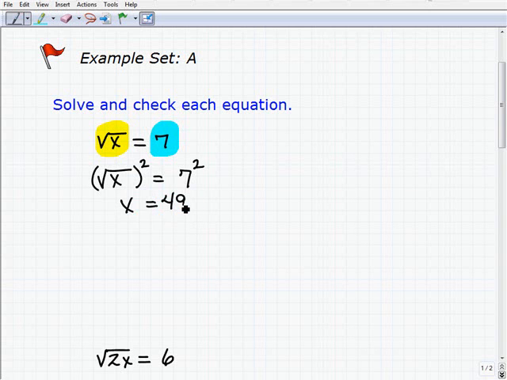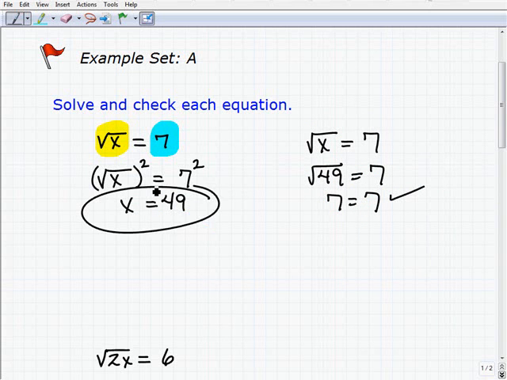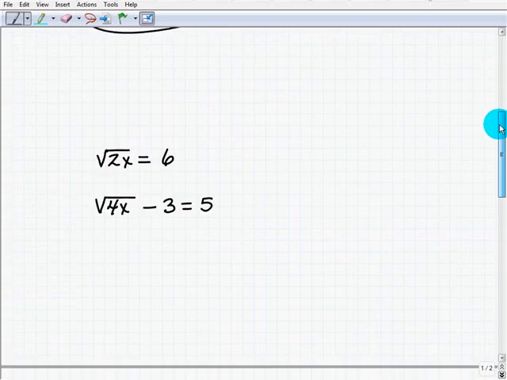Now at this point in time we need to check. So our original equation was the square root of x equals 7, and of course when we plug in 49 for x, we see that our solution is in fact correct. 7 equals 7, so it checks out. So x equals 49 is in fact the solution. Alright, so let's go down and take a look at this next problem.